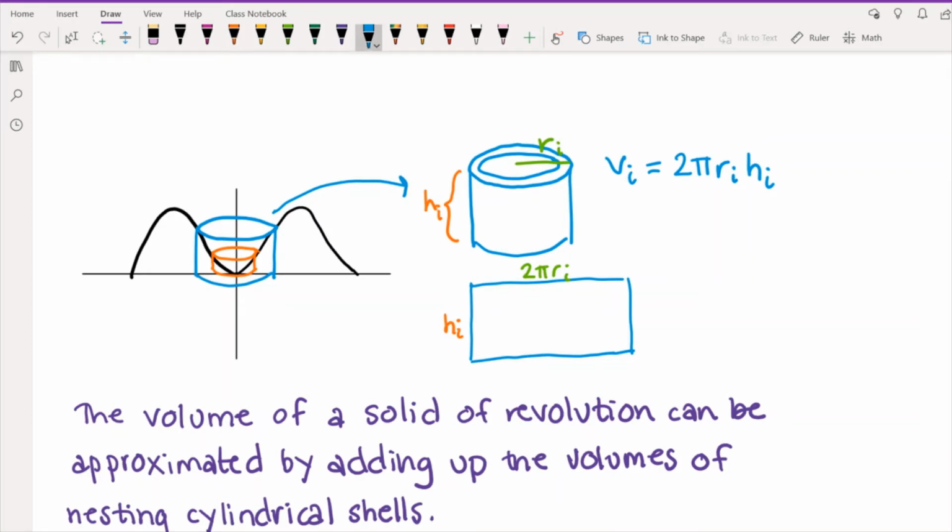It has some three-dimensionality to it. And so we want to draw this with some thickness. We can call this thickness delta x. Right? So the thickness of this thing is delta x. And so the volume is approximately going to be equal to 2 pi times the radius times the height. Let me just color code that.